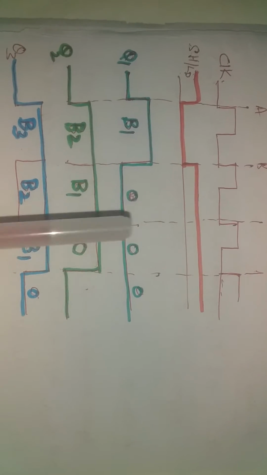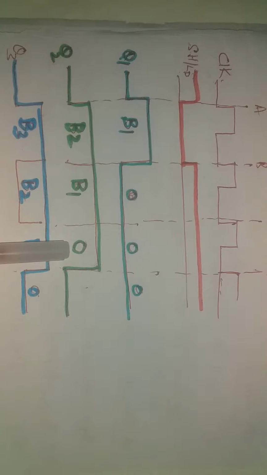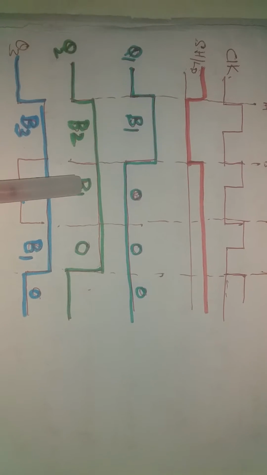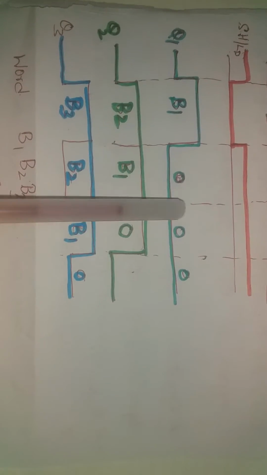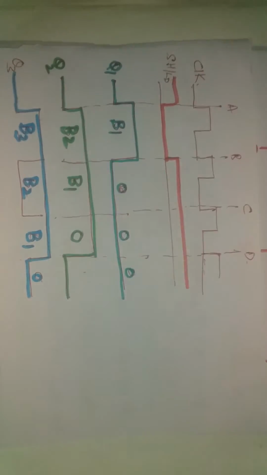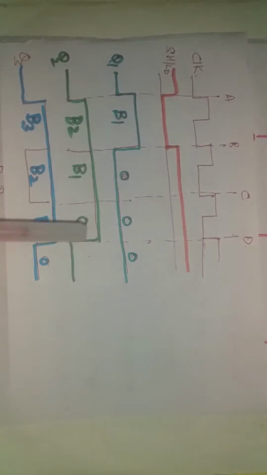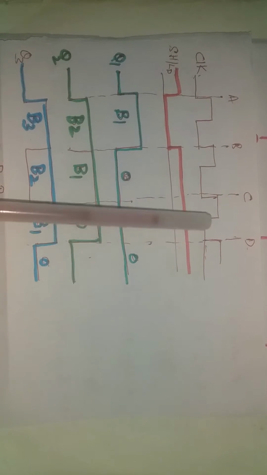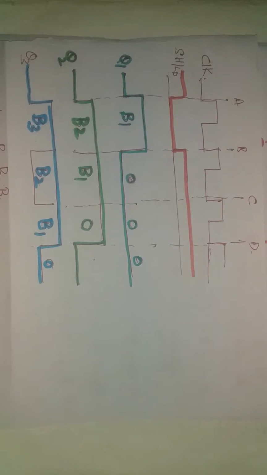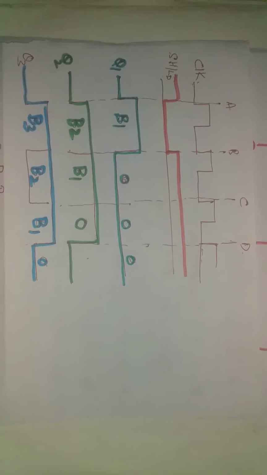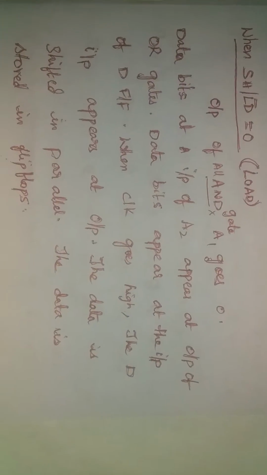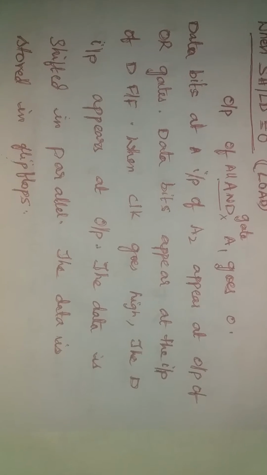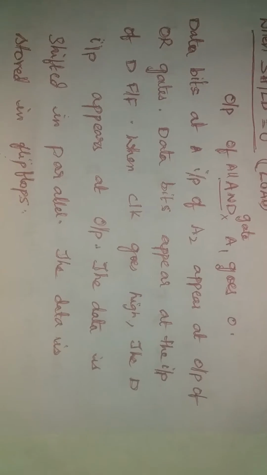At time instant C, what happens? Previous state of Q1 is available as output of Q2. Previous state of Q2 is now available at output Q3, that is B1. So the word is 0, 0, B1. And at time instant D, what is happening? It is becoming 0, 0, 0. Okay, that is what is explained. So when control line goes low, what is happening? The data is shifted in parallelly.